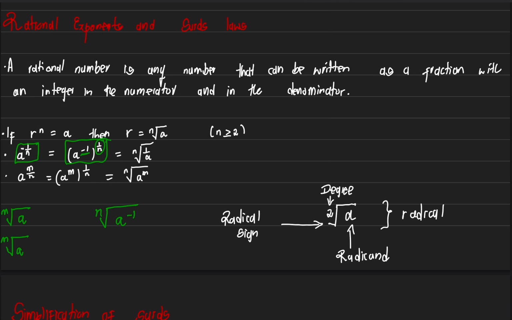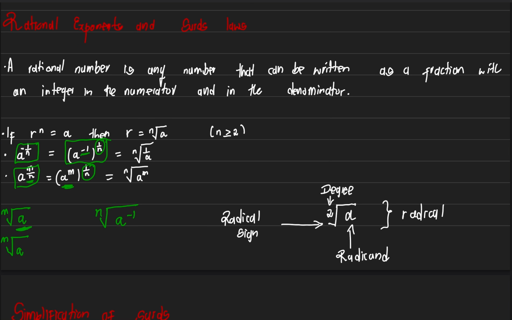And then the third law is that a to the power m over n was previously a to the power m under the nth root. It was the nth root of a to the power m. They have already removed the root, so we need to take it back to its original form. You take a to the power m and multiply it by 1 over n. That's why we have m on top and n below, which is equal to the nth root of a to the power m.